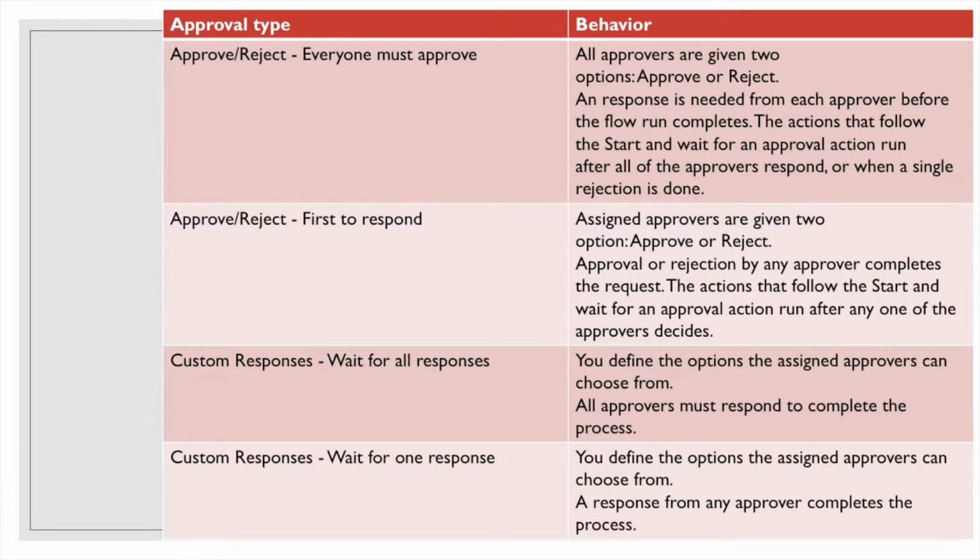Here you see the approval type. We have seen the approval actions, and in them we can see the approval types: Approve/Reject, Everyone must approve. All approvers are given two options, approve or reject, and a response is needed from each approver before the flow run completes. The actions that follow the Start and wait for an approval action run after all of the approvers respond, or when a single rejection is made. Here: Approve/Reject, Everyone must approve.